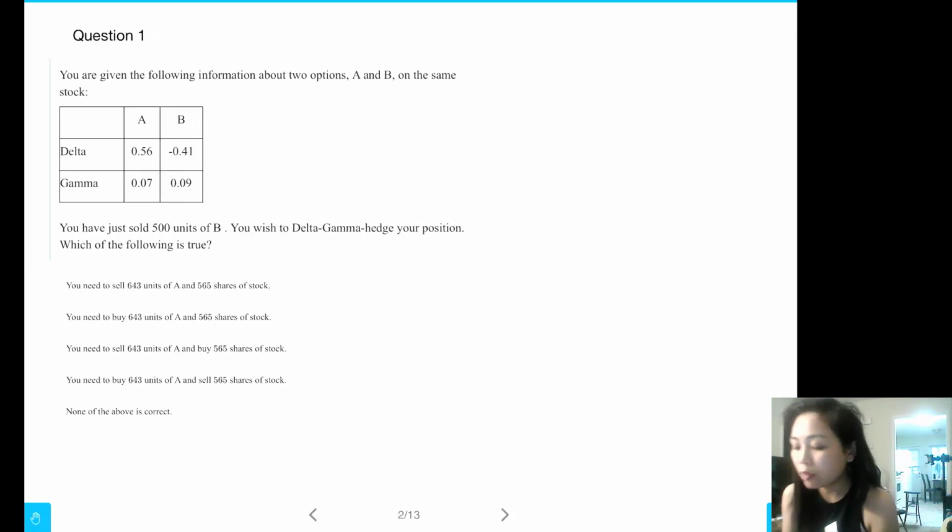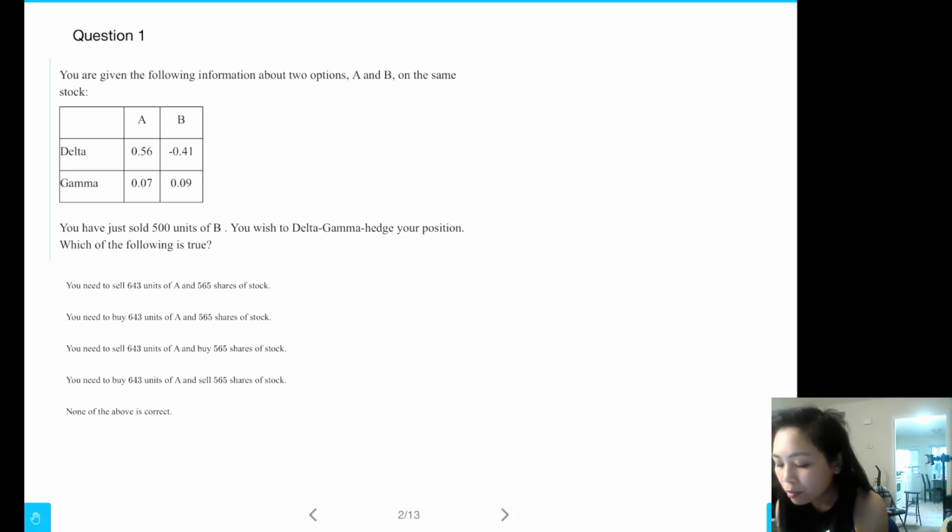Question 1. You are given the following information about two options A and B on the same stock. Delta of A is 0.56 and of B is negative 0.41. Gamma of A is 0.07 and gamma of B is 0.09. You have just sold 500 units of B and you wish to delta gamma hedge your position. Which of the following is true?